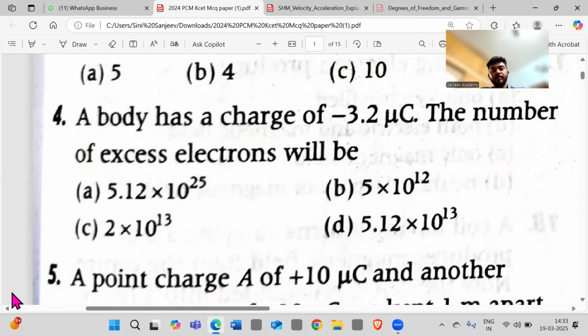Fourth question. Yeah. Try doing the fourth question. I think it's too easy. Those who know it, let me know.